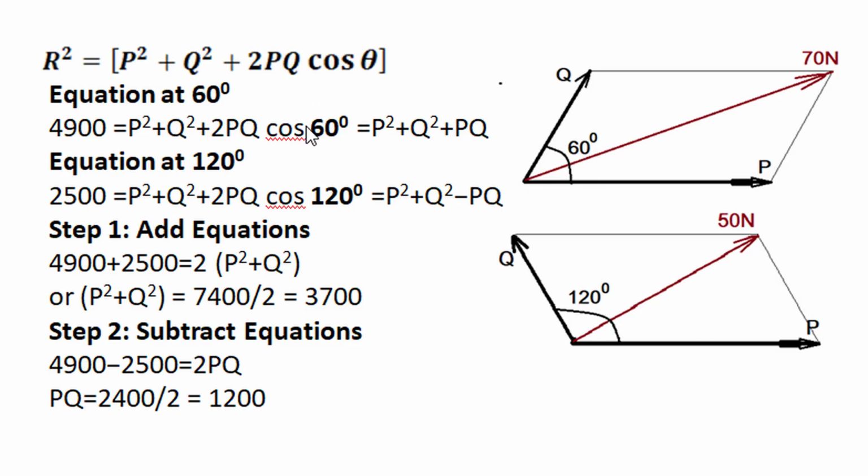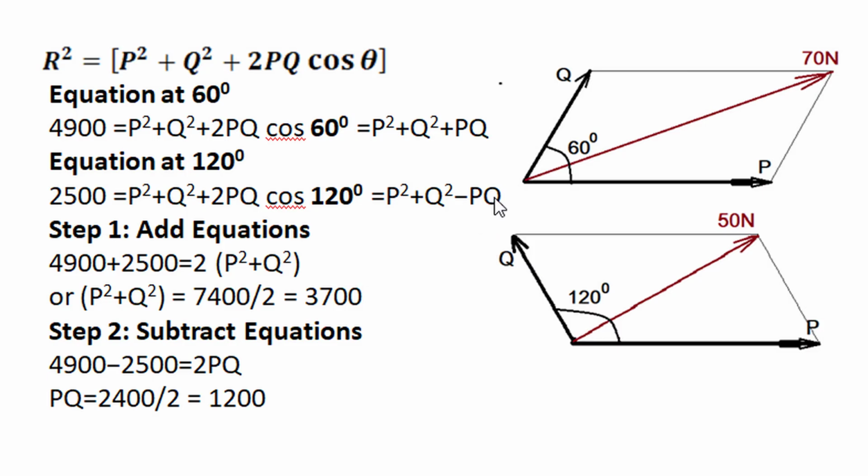When the angle between the two is 60 degrees, theta is 60 degrees, the resultant is 70, so R square is 70 square, 4900, equals P square plus Q square plus 2PQ cos 60. Cos 60 is 0.5. 0.5 multiplied by 2 becomes 1. So P square plus Q square plus PQ equals 4900 as our first identity. Similarly, when the angle between the two becomes 120 degrees, the resultant is 50. So the resultant square is 50 square, 2500, equals P square plus Q square plus 2PQ cos 120. Cos 120 is negative 0.5, and this identity becomes P square plus Q square minus PQ.